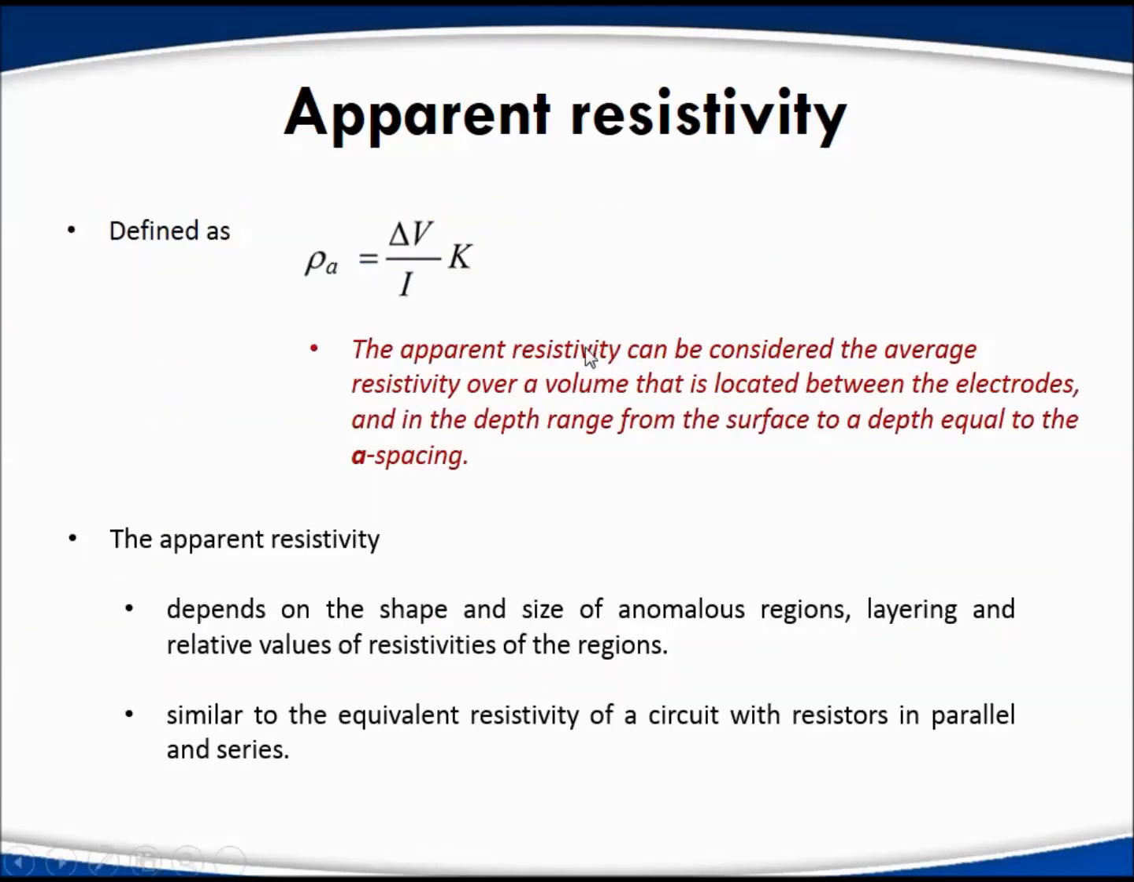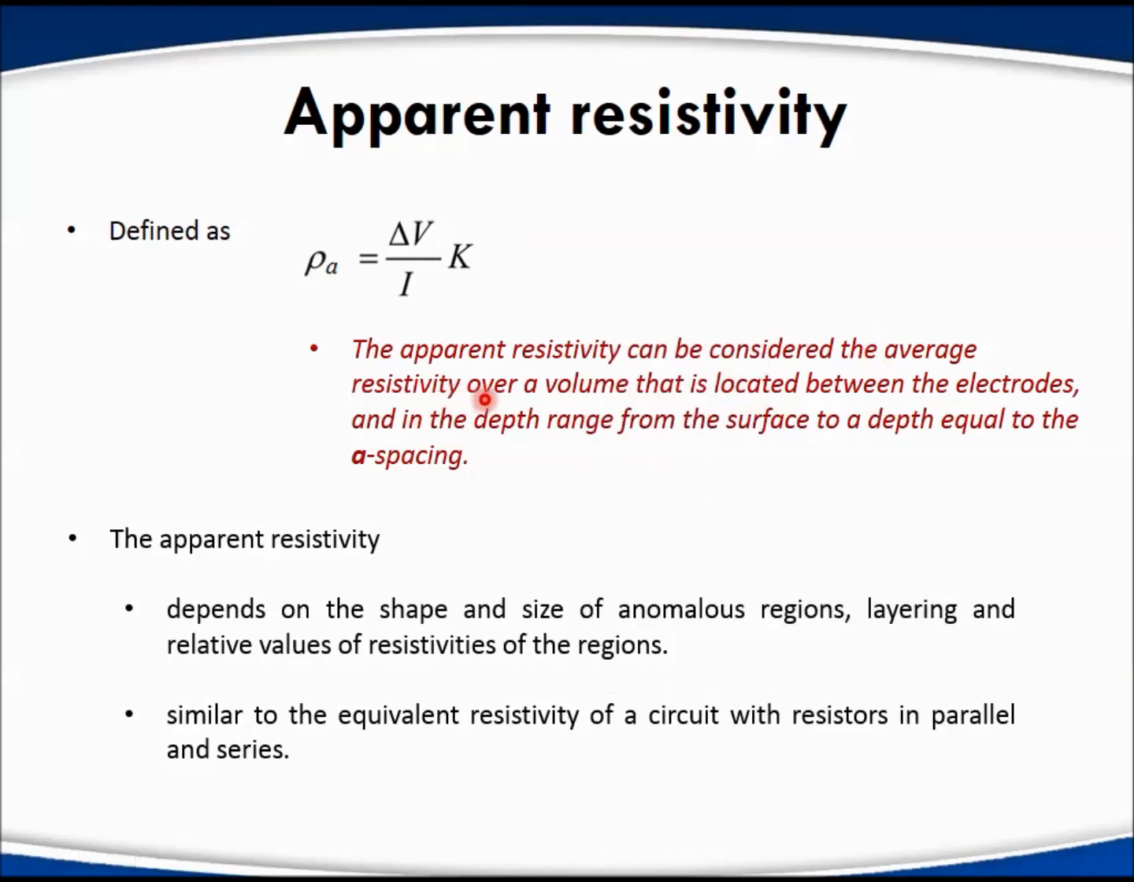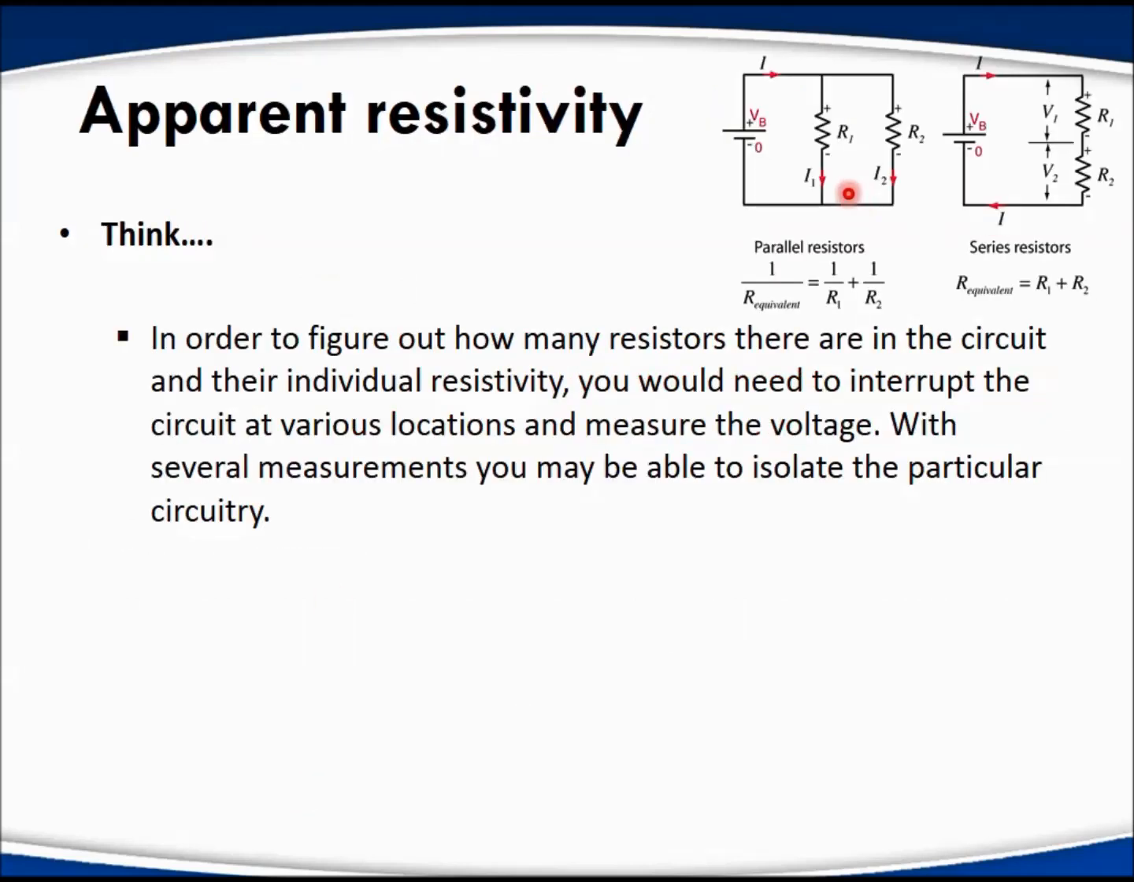So the apparent resistivity can be considered as the average resistivity over a volume that is located between the electrodes and in the depth range from the surface to a depth equal to the A spacing. It depends on the shape and the size of the anomalous region, layering, and relative value of resistivity of the region. So it is quite similar to the equivalent resistivity of a circuit with resistors in parallel and series. For example, we have a parallel resistor and series resistor here.